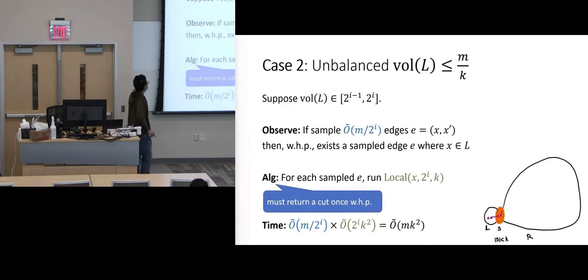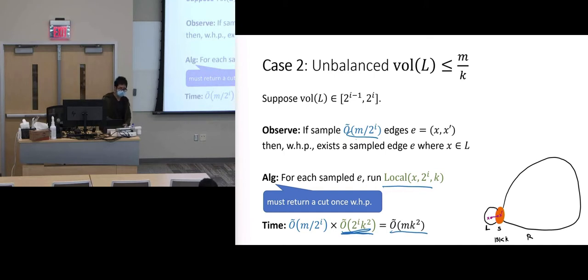Okay. Yeah. Then for each of the samples you call the local vertex min cut, and the running time for each call is going to be this much. And this is how the running time is mk squared. So really the same idea as in class, right?